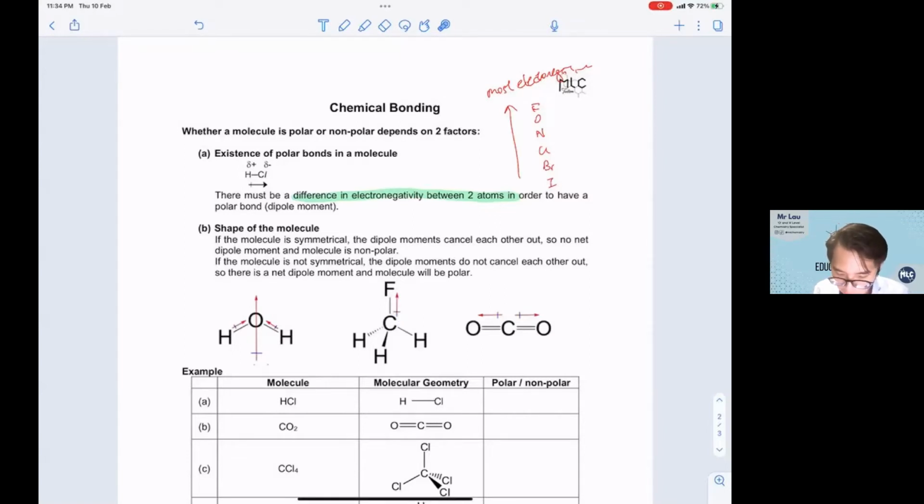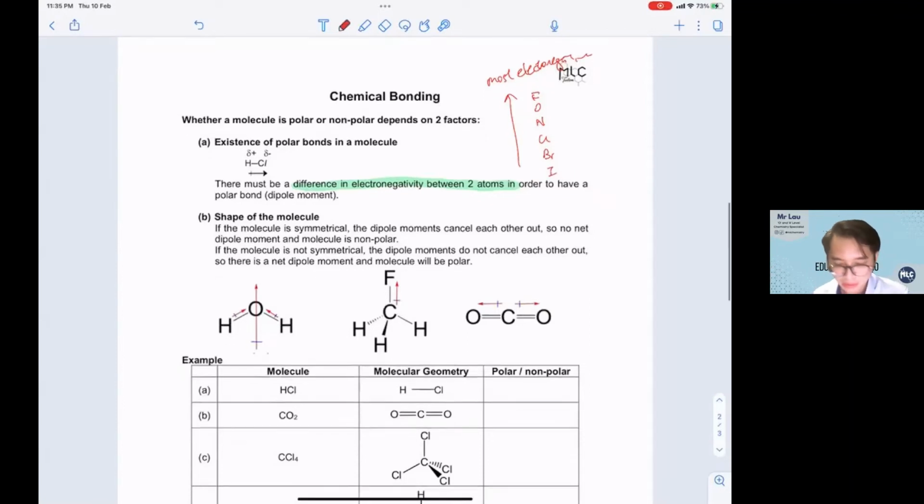For CO2, oxygen is electronegative, so it will pull and it will pull, but because the shape is linear, the dipole moments will cancel out. So therefore, it is considered to be a non-polar molecule.